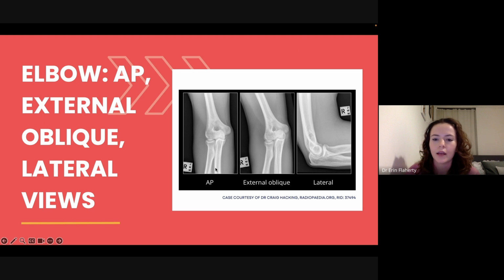And so here again we have our AP view, we have our lateral view, and here you can see the nice elbow hinge joint with our olecranon here, and a little bony spur on that one actually. And you also have your external oblique. So this is an oblique view, again, just twisting the arm ever so slightly more to see better views of the radial head and the condyles without there being as much overlap. So these are the kind of views that we'll get in most upper limb x-rays.